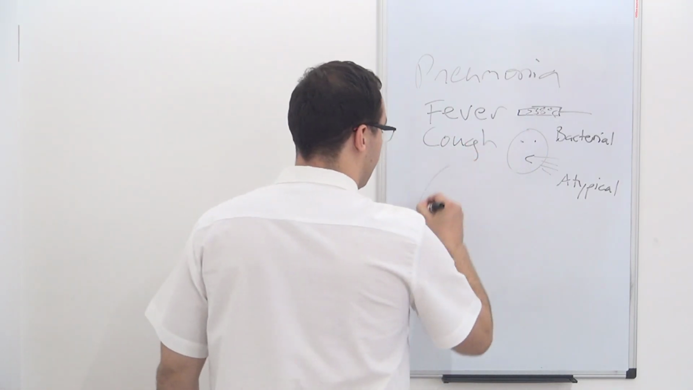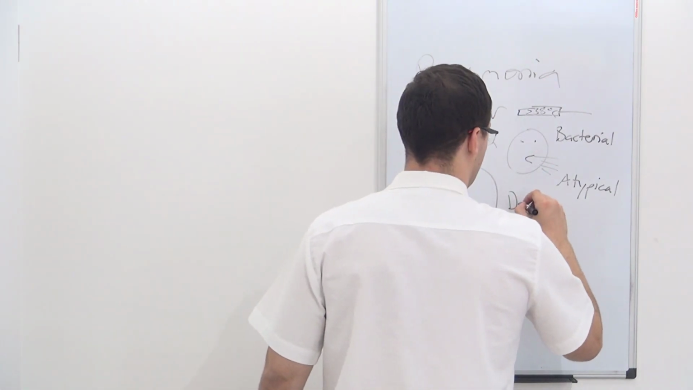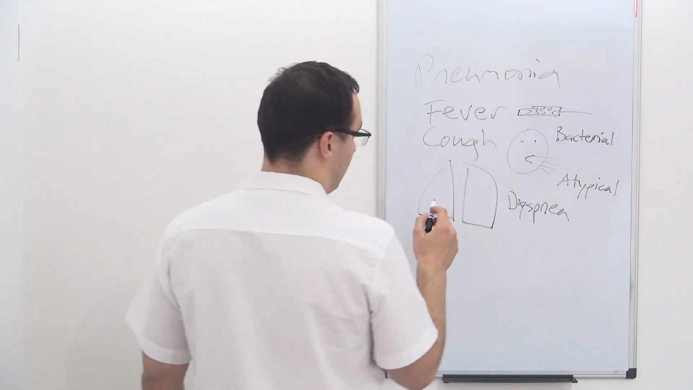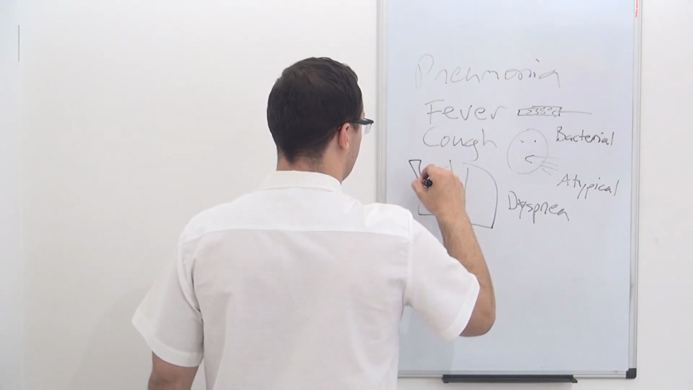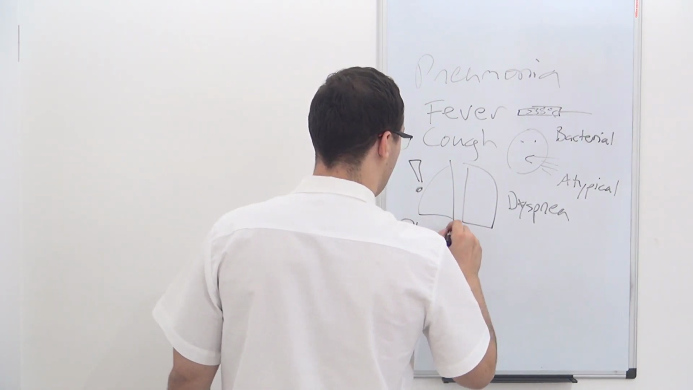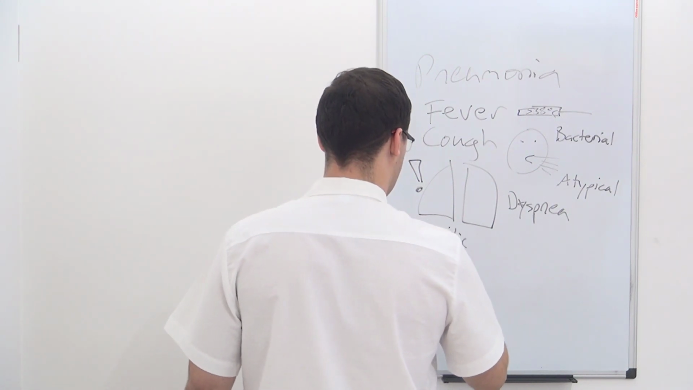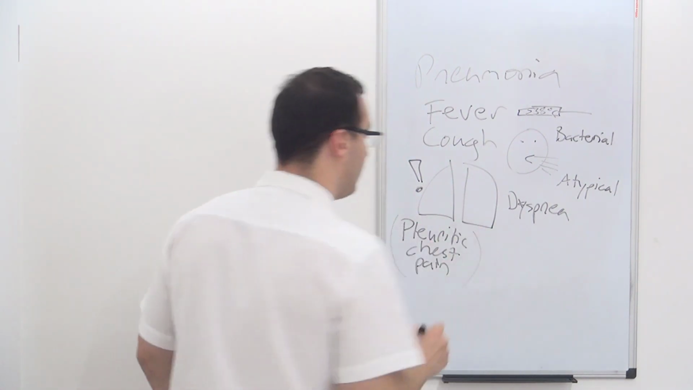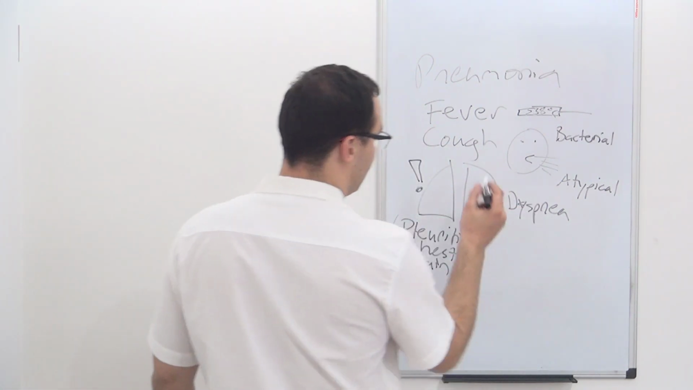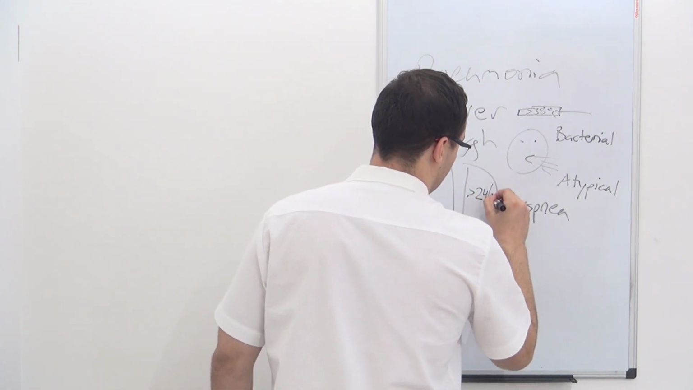Cough. If you draw a lung here, then you have to remember dyspnea, which means difficulty breathing. And then also I will draw a sign here indicating that it is very painful. So this is pleuritic chest pain. Dyspnea, so difficulty breathing, pleuritic chest pain. And the breathing rate is more than 24 per minute.